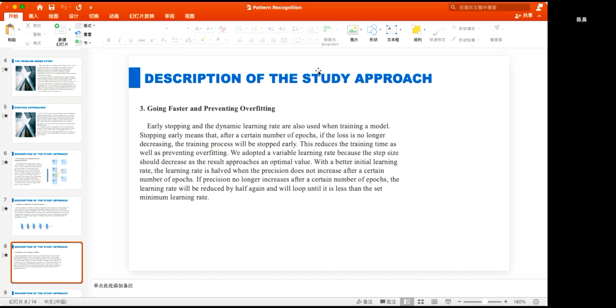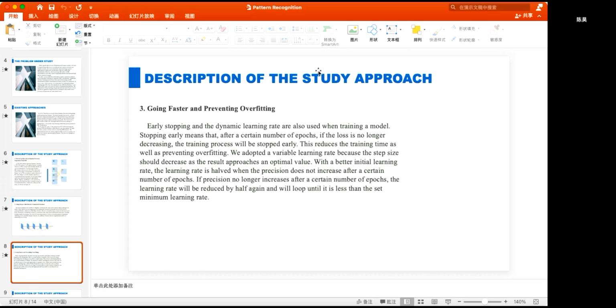The third part is going faster and preventing overfitting. Early stopping and dynamic learning rates are also used when training a model. Early stopping means that after a certain number of epochs, if the loss is no longer decreasing, the training process will be stopped early. This reduces the training time as well as preventing overfitting. We adopted a variable learning rate because the step size should decrease as the result approaches an optimal value.